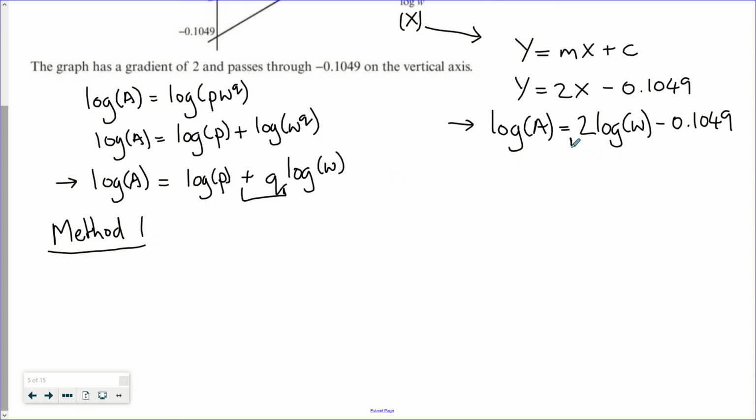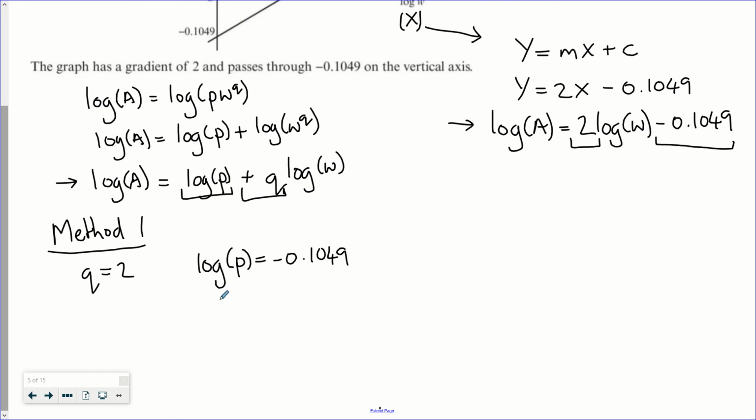And in this equation, it's 2 times by log W. So if we compare the two equations, we know that Q must be equal to 2 in order for these two equations to be the same. We've got our constant term, which isn't times by log W, which is log P. And here's our constant term in this equation, minus 0.1049. So we know that log P must be equal to minus 0.1049.